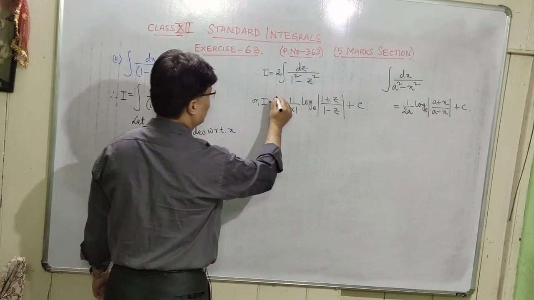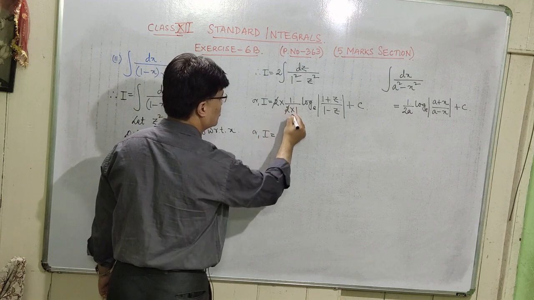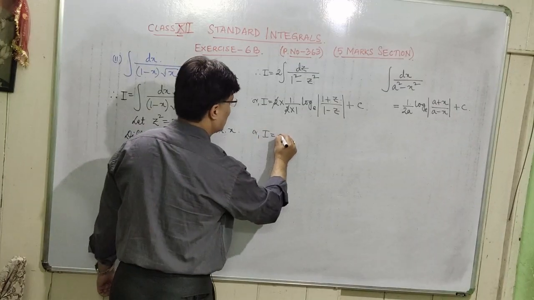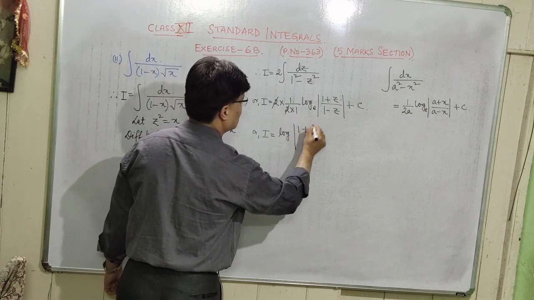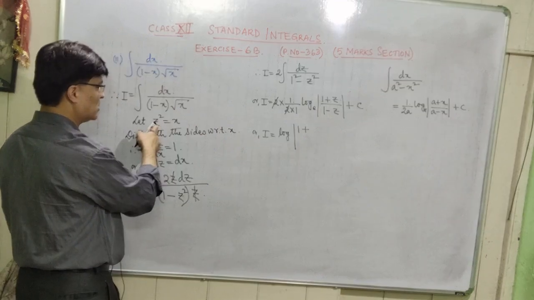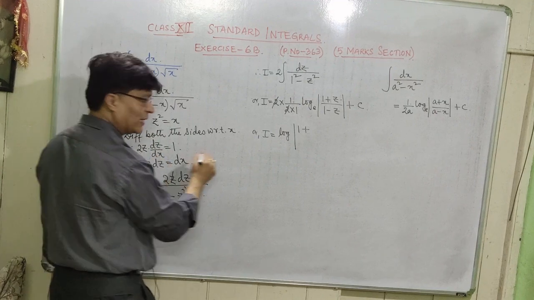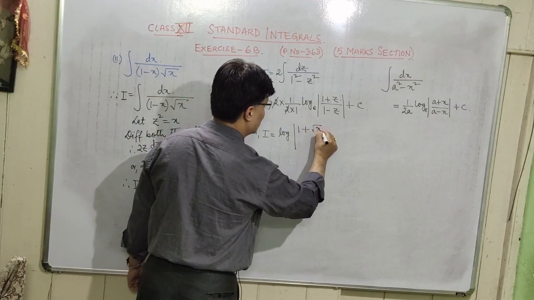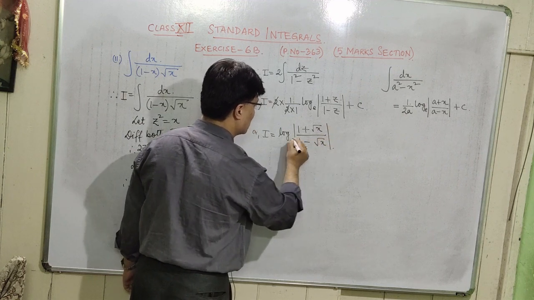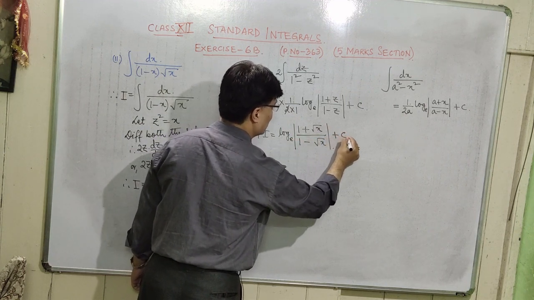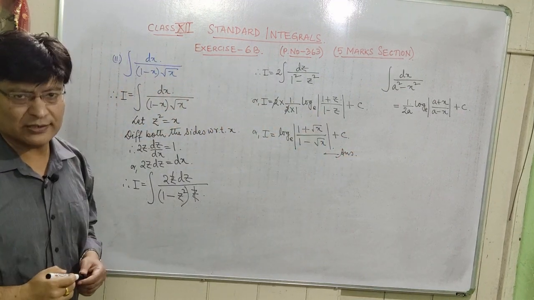Okay, so here you can cancel, these 2 will be cancelled. So I is equal to, this is 1 upon 1, you don't have to write it, so it is log mod of 1 plus, what was z actually? Z is root over x, isn't it? If z square is equal to x, what is the value for z? Root x. So it is 1 plus root x divided by 1 minus root x, mod sign closed, the base is e, then what do we write? Plus c. So this is the final answer.